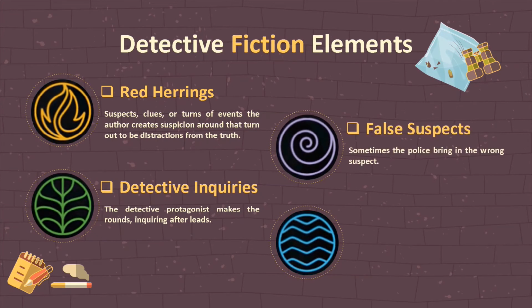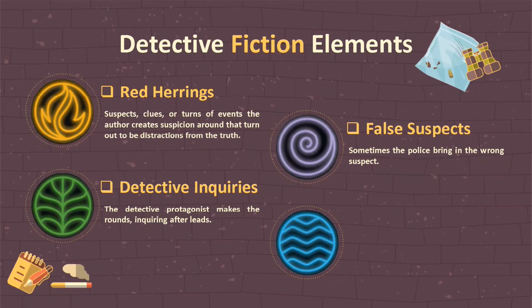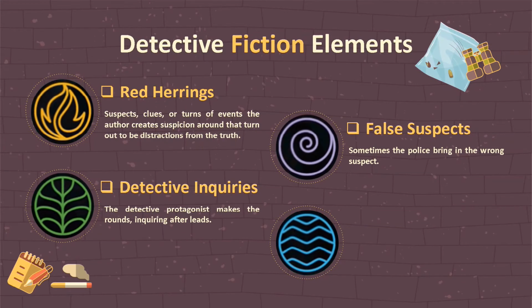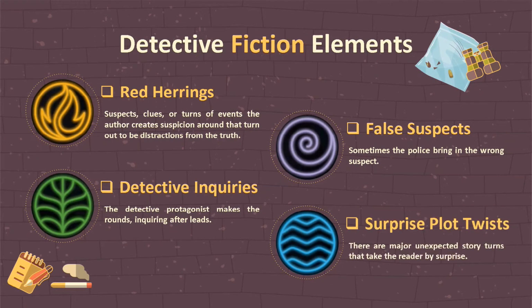False suspects. Sometimes the police bring in the wrong suspect. This is similar to a red herring, but false suspects are usually more closely related to the crime. Surprise plot twists. There are major unexpected story turns that take the reader by surprise. These are just some of the core ingredients of effective detective plots.